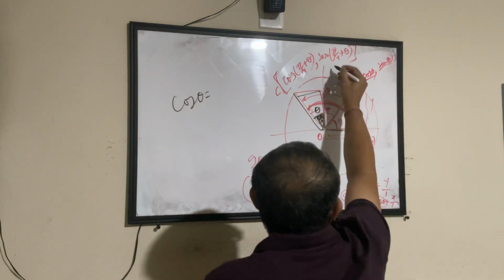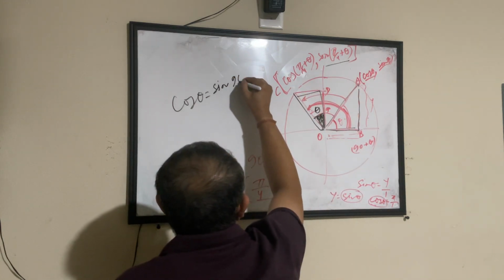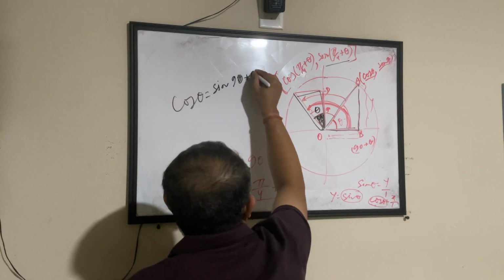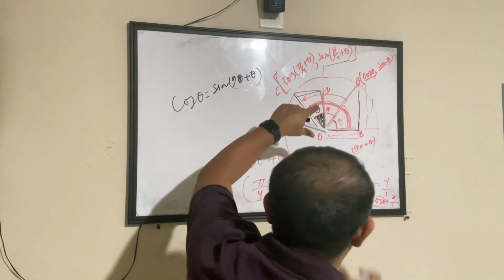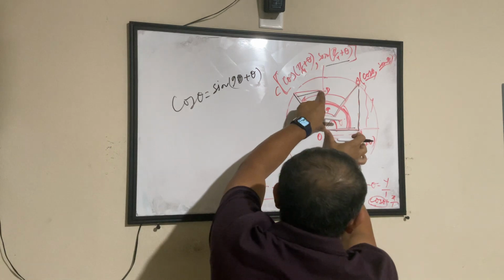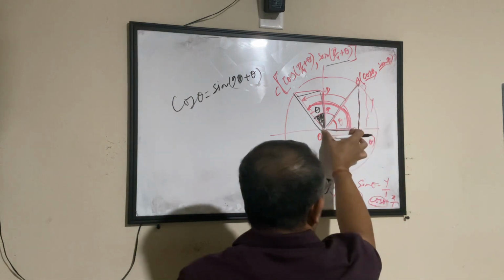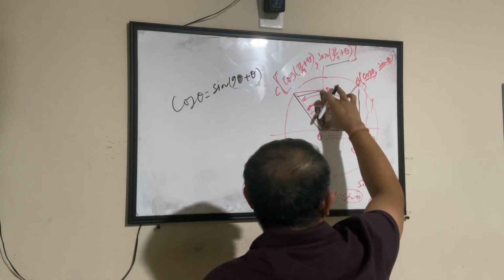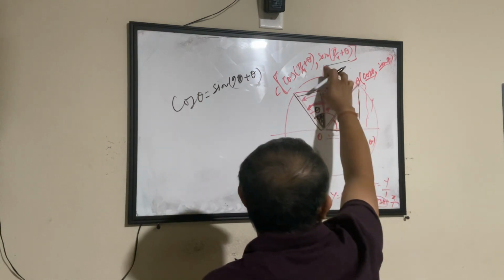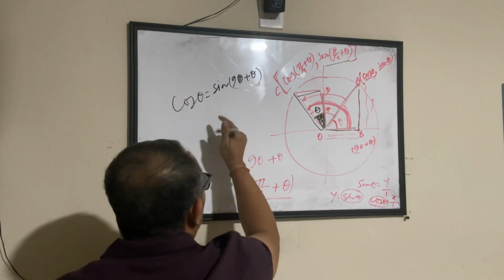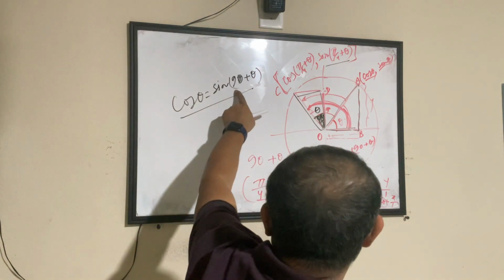So what is my y-coordinate? Sine of pi by 4 plus theta, or for the sake of simplicity, I will say 90 degree plus theta. So whatever was my x value has become a y coordinate value here. What was my x coordinate here? Cos theta, which has become a y coordinate here. And in this case, what is the value of this y coordinate? Nothing but sine 90 degree plus theta. So what do you see here? Cos theta equals sine 90 degree plus theta.